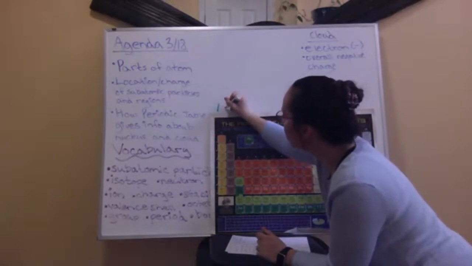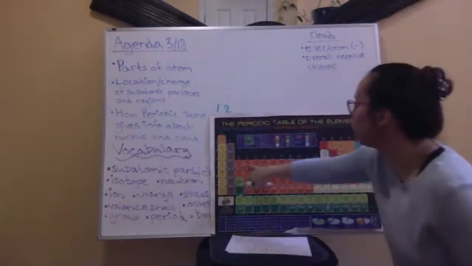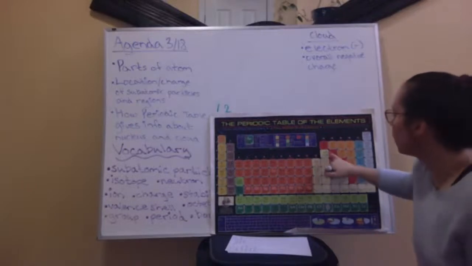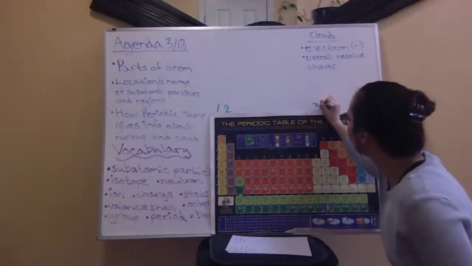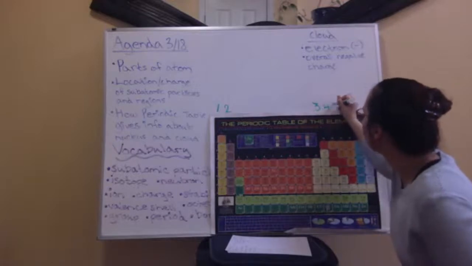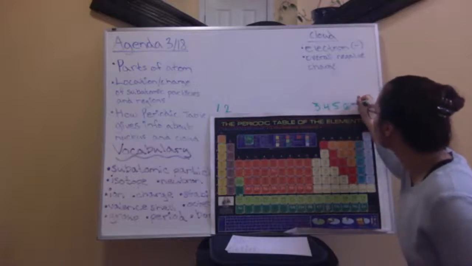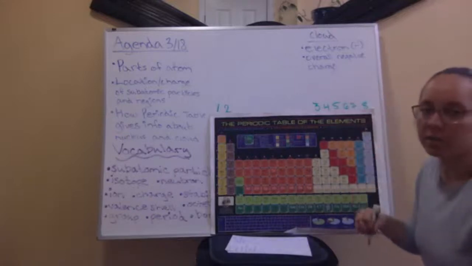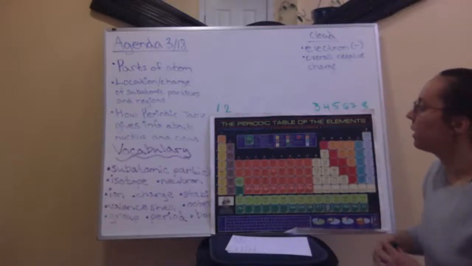All right, so group 1 has 1 valence electron, group 2 has 2. We skip the middle because those are transition metals, so it's change. You won't touch that till chemistry. We have group 3, group 4, group 5, group 6, group 7, and group 8. So these are our group numbers, and I will get into valence electrons a little bit later.